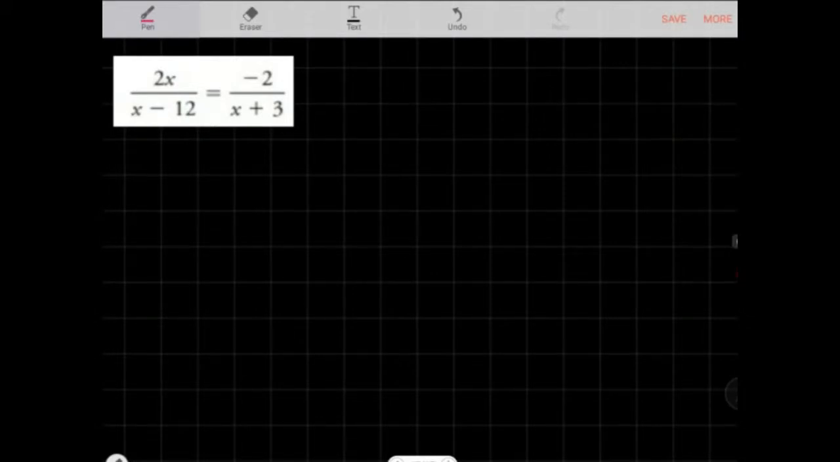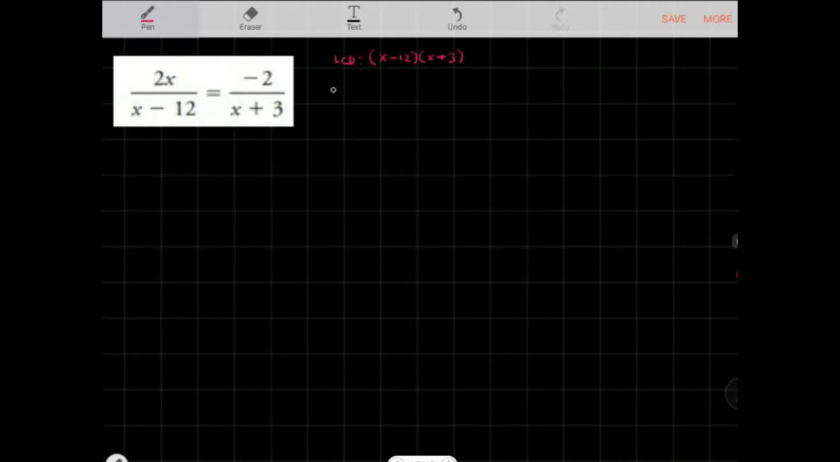Alright, let's look at solving a rational equation. In order to solve a rational equation, you need to make sure that the denominators of the two expressions in the equation are equal, right? So let's find the lowest common denominator here. The lowest common denominator is as simple as just multiplying the two together. So you have x minus 12 times x plus 3, right?